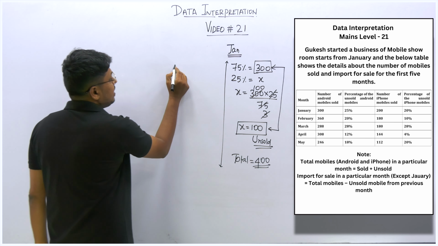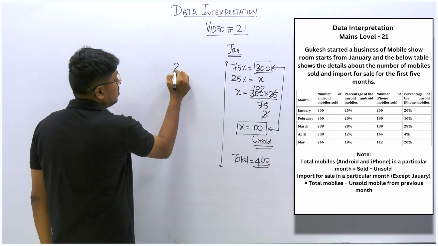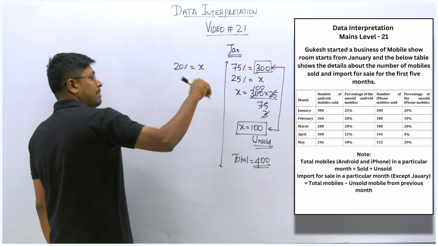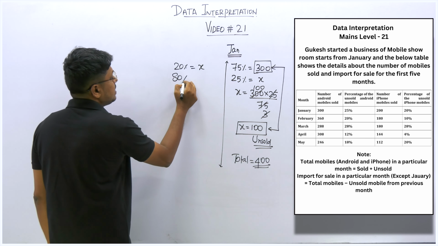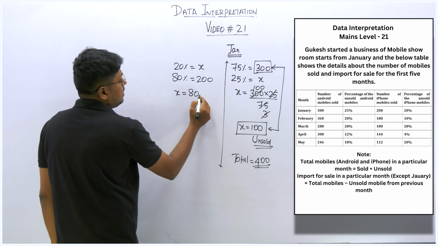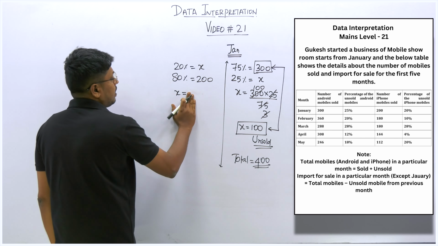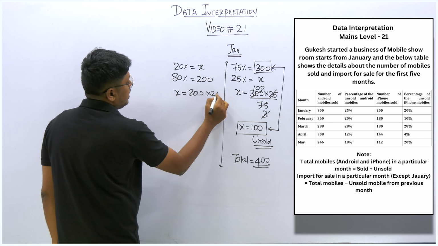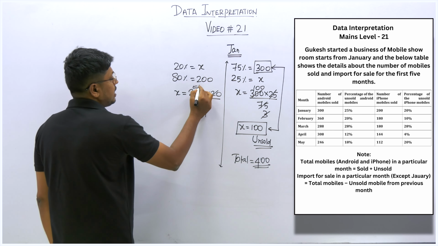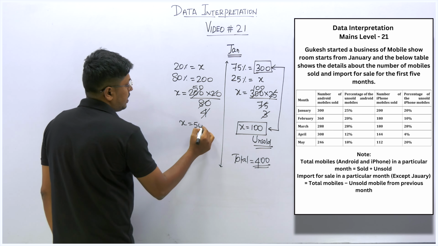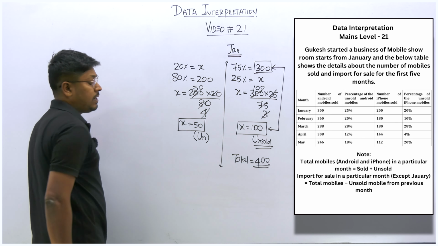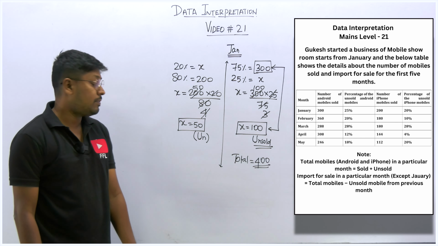20. So similarly we can find it. If 20% is unsold, which is X, then the remaining percentage will be 80. So 80% will be 200. So X is equal to 200 into 20 divided by 80. Cancel it 4 times, cancel it 50. So X is equal to 50. Which means the total unsold iPhones will be 50.